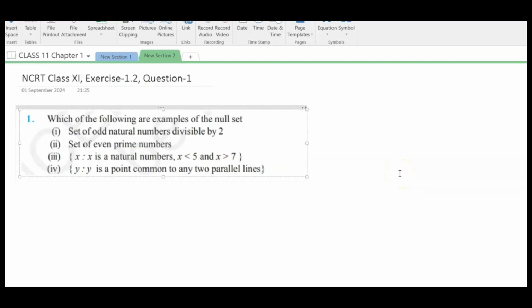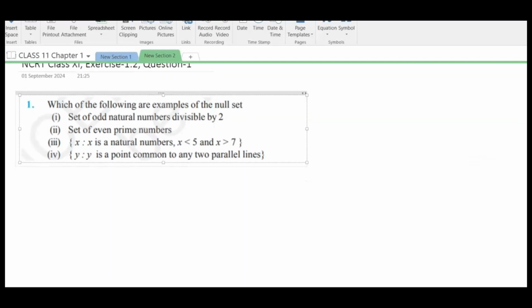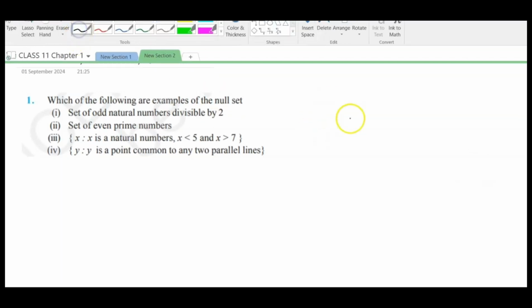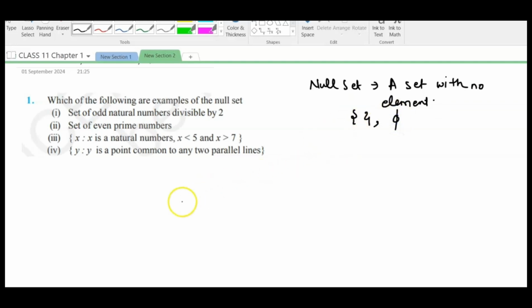Let's see the first question. Which of the following sets are example of null set? Null set, empty sets, void sets, all this means same thing. Okay, so what does null set mean? It means a set with no element. And we denote it by curly brackets or symbol phi.